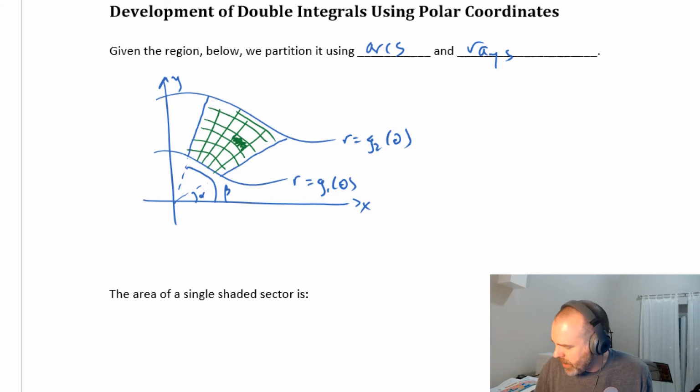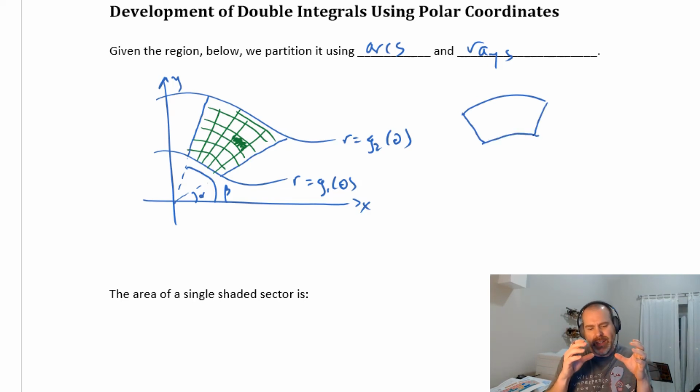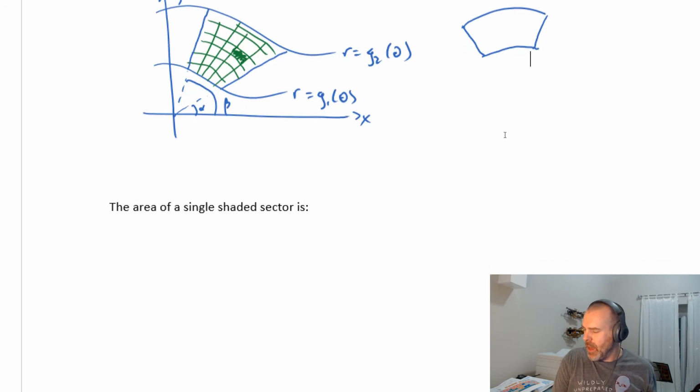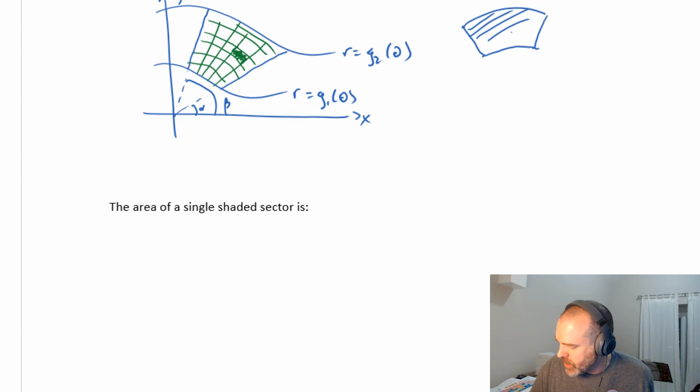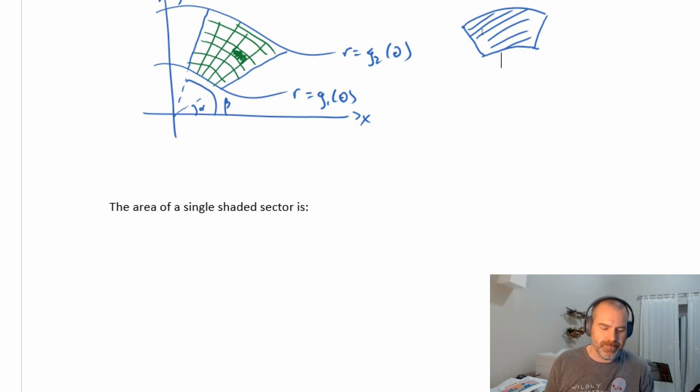Now the key here is that the partition looks like a little slice of it. It's like a little sector there. So let's figure out the area of that shaded region, and see if we can come up with a formula for that.